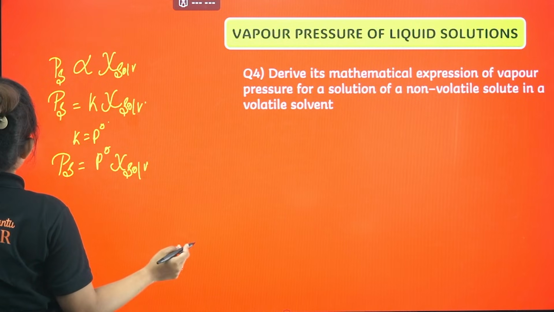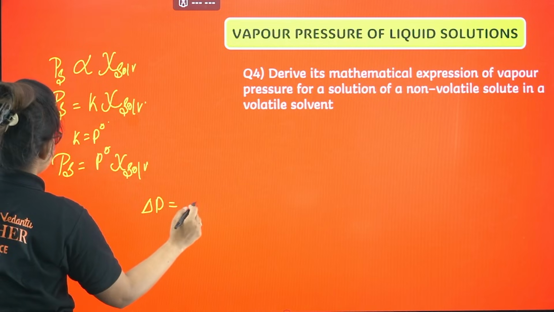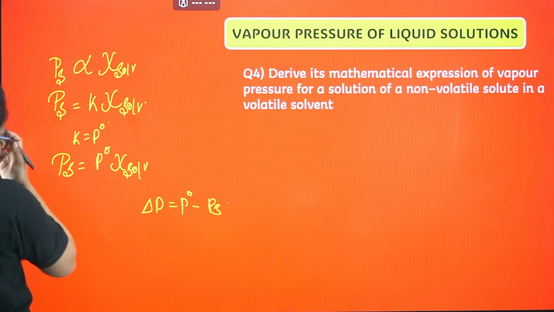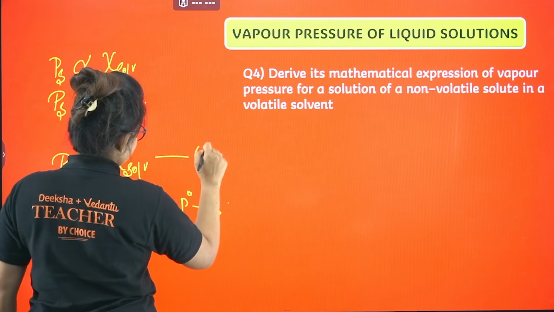Now what we can write is delta P. What is delta P? Delta P is equal to P naught minus PS, right? Now here, let's say this is my equation number 1.